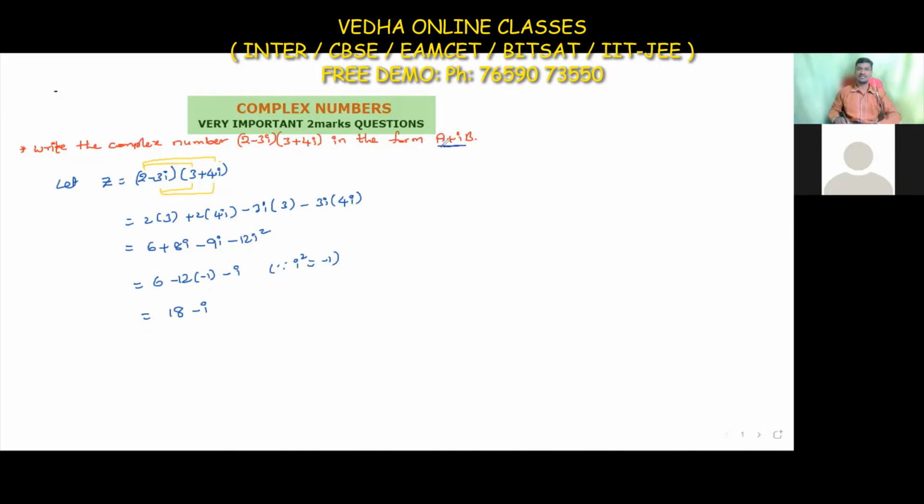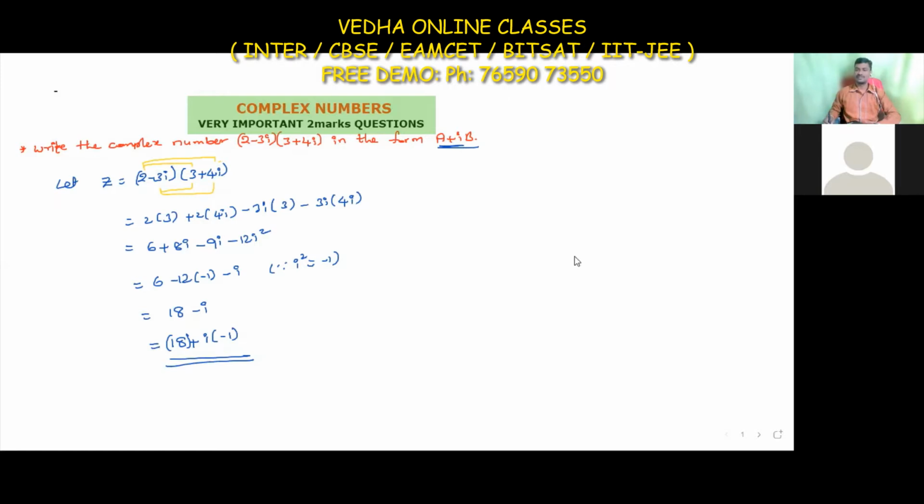What he is asking is to write the complex number in the a plus ib form. So a plus ib form means exactly a plus i into b. Here b is minus 1, so 18 plus i into minus 1. Now it is in the a plus ib form. Yes, a plus ib form.